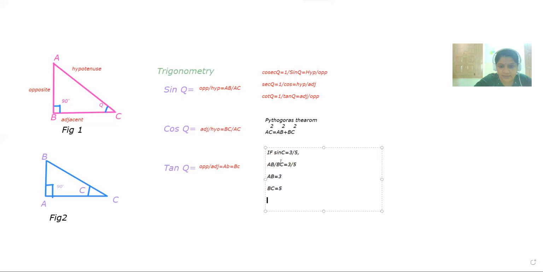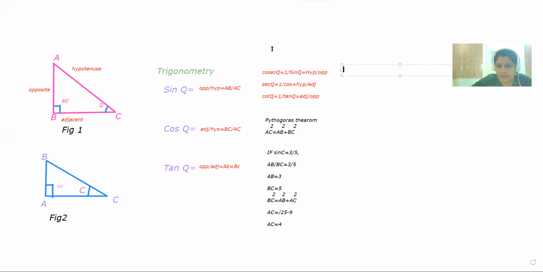Therefore, by using Pythagoras theorem, we can easily find out the value of AC, the adjacent side. According to Pythagoras theorem, we have BC square is equal to AB square plus AC square. When we substitute the values of AB square and BC square, we get AC as the square root of 5 square minus 3 square, that is 25 minus 9, and you will be getting AC as 4. So once we get the value of the third side of the triangle, it will be easy for us to find out the unknown values.